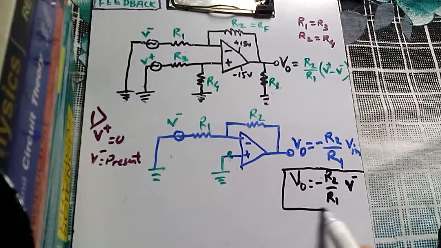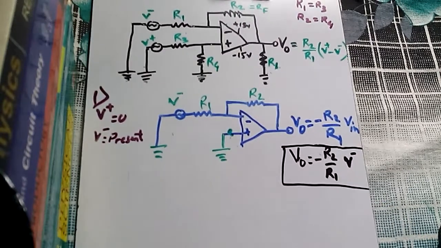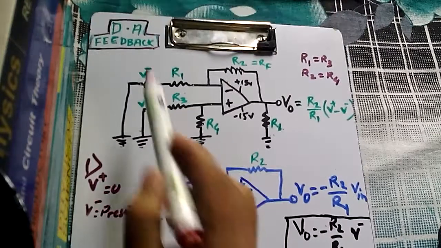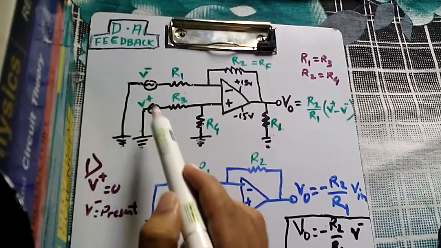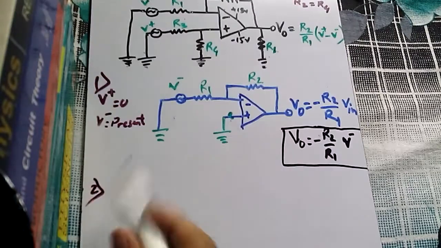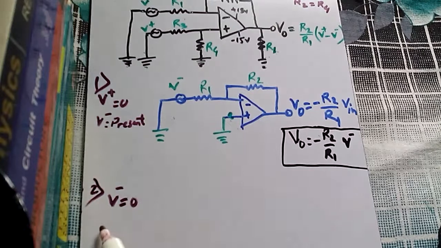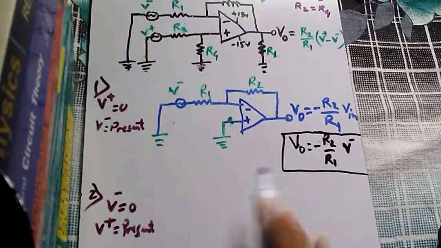So our first step is done under the principle of superposition. Now the second step is that we will eliminate this voltage. We will make this 0 and this will be available. That means V minus is 0 now, and V plus is present. Now under this condition, let's draw the circuit.